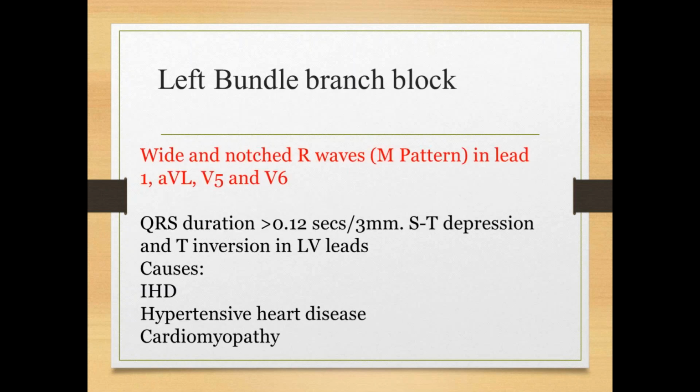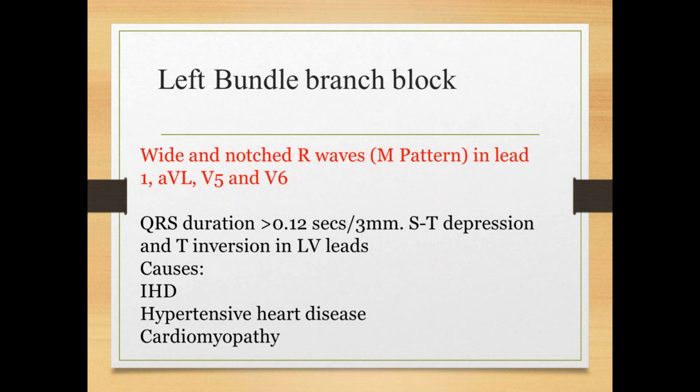Then coming to left bundle branch block. Here there will be wide and notched R waves. That is again the M pattern, RSR dash pattern. You can get it in lead 1, AVL, V5 and V6. They depict the left ventricle. The QRS duration will be more than 0.12 seconds, that is 3 small squares.